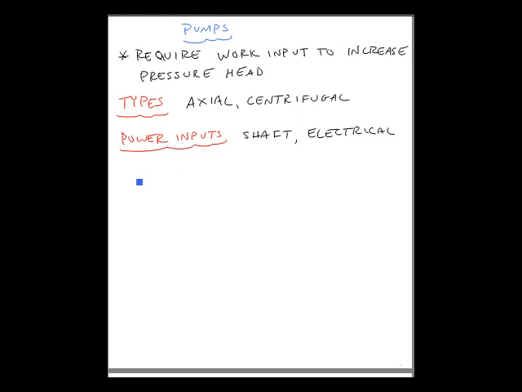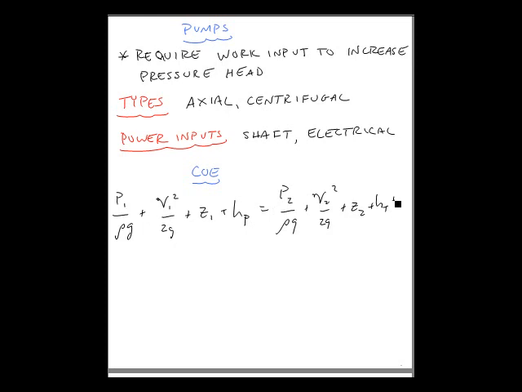Starting off with the conservation of energy, I'm going to do a quick analysis of the pump head between two free surfaces. So my pressure head plus my velocity head for state 1 plus my elevation head plus my pump head is equal to pressure head for state 2, velocity head, elevation head, turbine head, head loss.